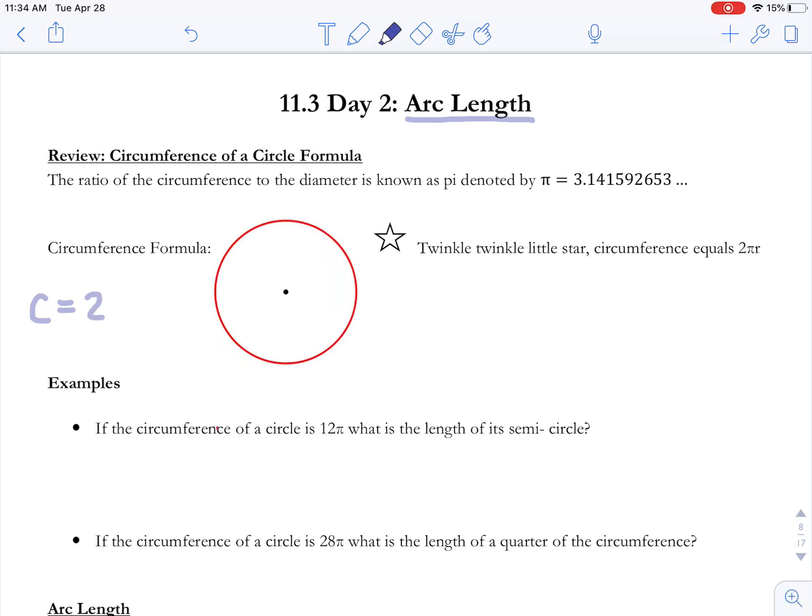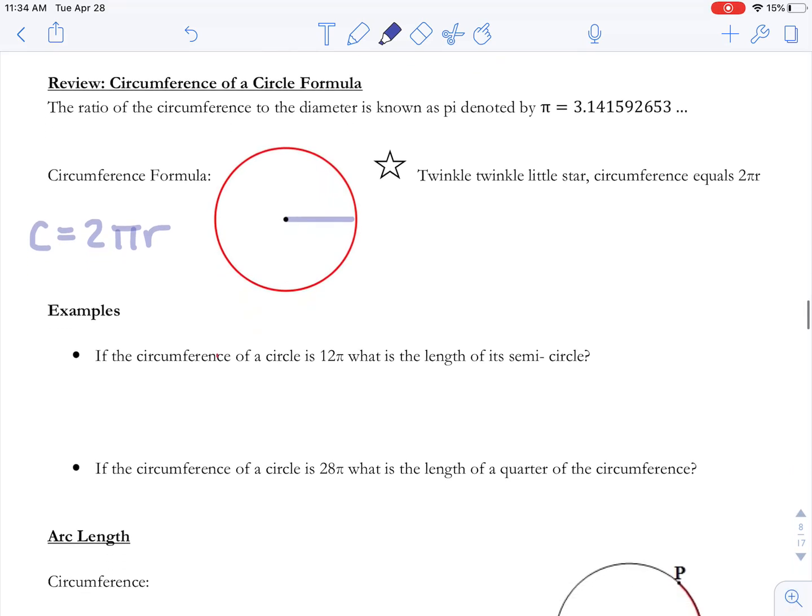So just to review, the circumference formula is the circumference is equal to 2 pi r. And again, your radius is that distance from the center of the circle to any point on the circle. A little saying there, twinkle, twinkle, little star, circumference equals 2 pi r. A little way to help you remember that. So again, just practicing some of those.